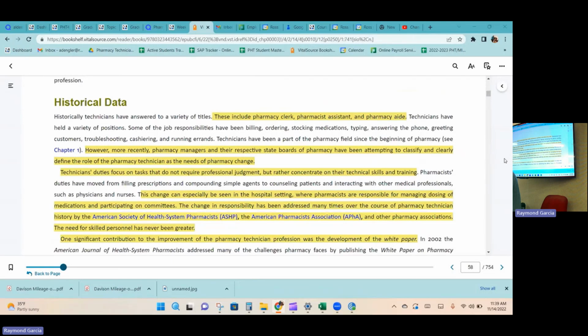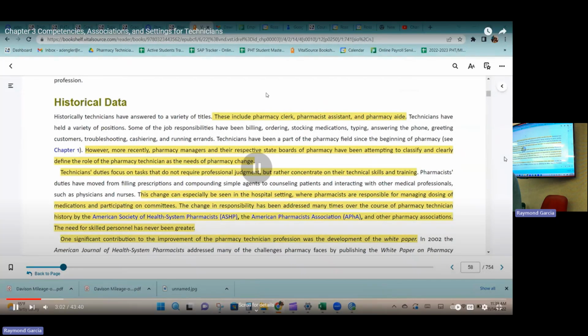However, more recently, pharmacy managers and the respective states board of pharmacy have been attempting to classify and clearly define the role of the pharmacy technician as the needs of pharmacy change. So our roles are definitely different than they were 10 years ago. Our roles are definitely different than they were 20 years ago, and it's going to continue to be like that. So we didn't used to give injections or anything like that, but that's coming to fruition because of COVID-19 and the regular flu shots that everybody gets. So you can also get injection certified to give these types of injections.